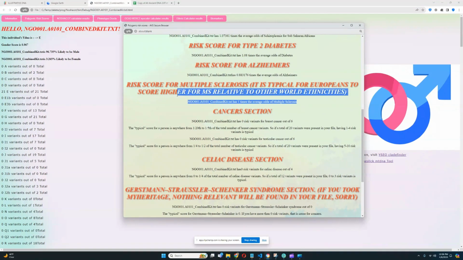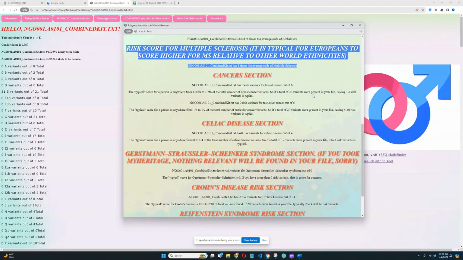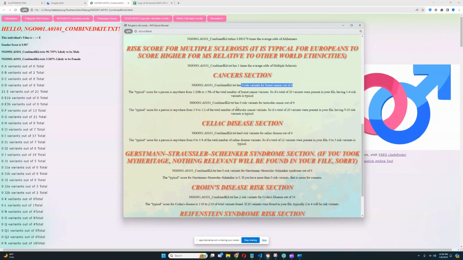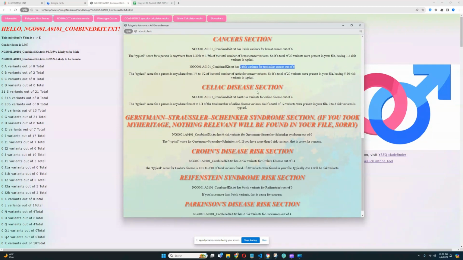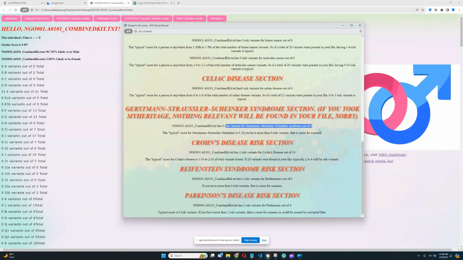It looks like nothing relevant was found for multiple sclerosis, but from what we know about sub-Saharan Africans, you can expect the risk ratio for multiple sclerosis to be very low. For cancer section, looks like there is no risk variance for breast cancer and no risk variance for testicular cancer. Definitely very good. For celiac disease, zero risk variance for celiac disease. Very good. GSS, nothing relevant was found.